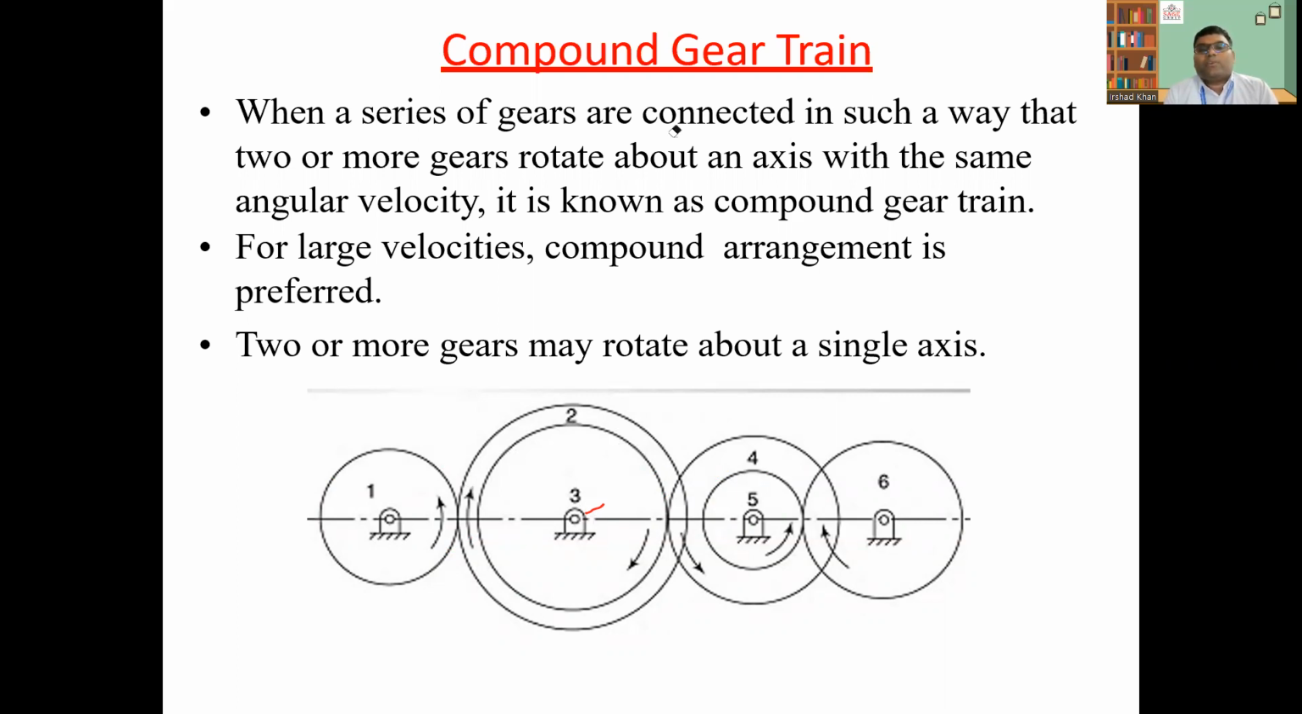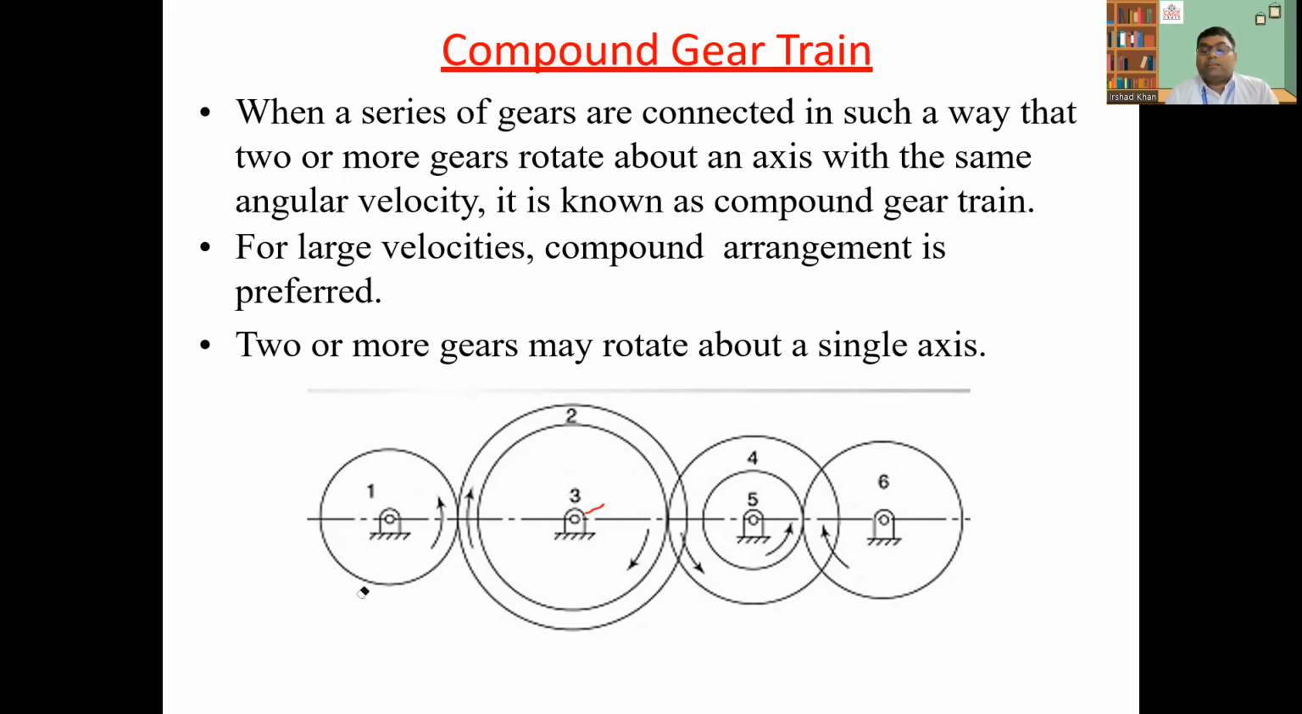When a series of gears are connected in such a way that two or more gears rotate about an axis with the same speed, it is known as a compound gear train. A large velocity ratio compound gear arrangement is preferred. So two or more gears may rotate about a single axis. We already discussed that, so here you can see.